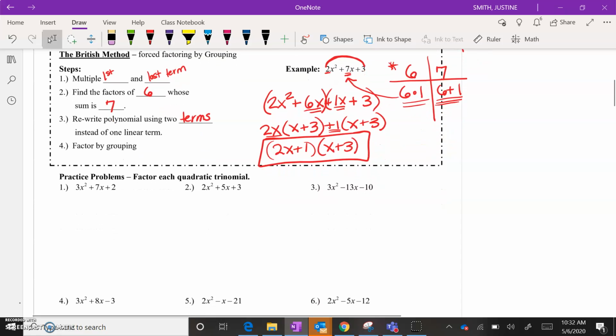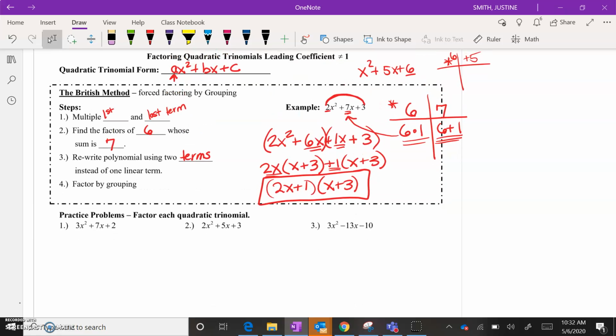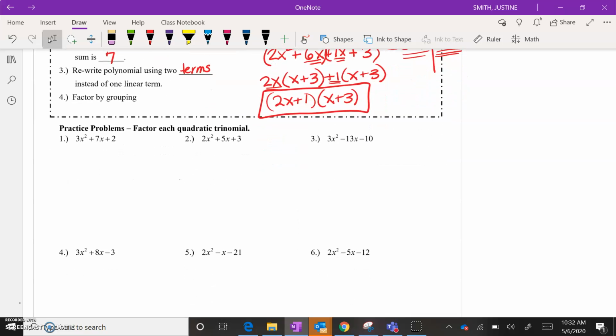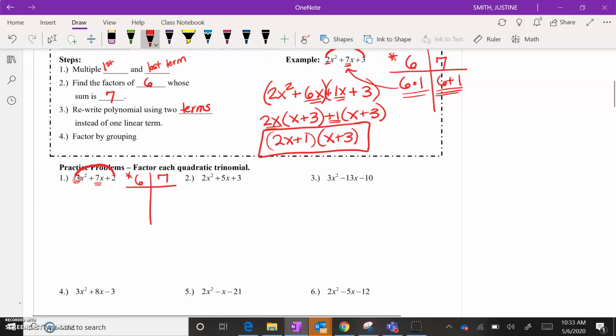So again, it seems kind of tricky when you first look at it, but the more you do it, the easier it's going to become. Okay, so let's look at number 1 here. So always determine if it's a tricky trinomial by saying, okay, can I take out a GCF of 3? I know I can't. So it is going to be a tricky trinomial because this has a coefficient other than 1. So I need to figure out what multiplies to the product of 3 and 2. Okay, so what multiplies to 6 and adds to my middle term here, 7.